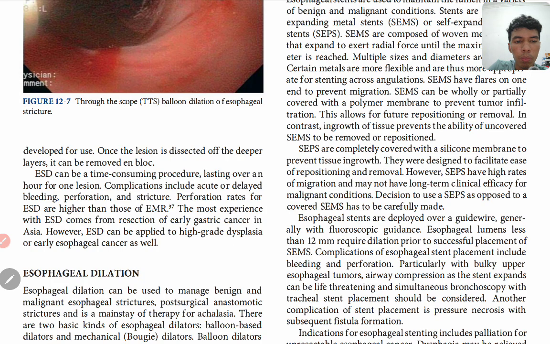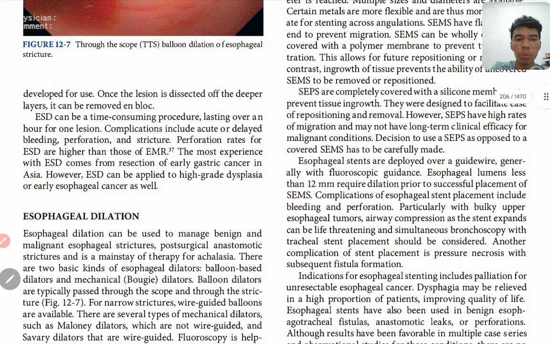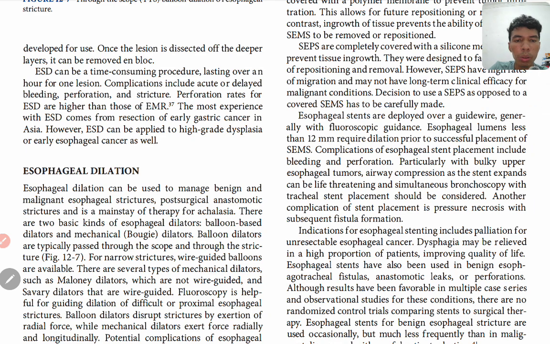Esophageal stents are deployed over a guide wire, generally with fluoroscopic guidance. Esophageal lumens less than 12 mm require dilation prior to successful placement of stents. Complications of esophageal stent placement include bleeding and perforation, particularly with bulky upper esophageal tumors. Airway compression as the stent expands can be life-threatening, and simultaneous bronchoscopy with tracheal stent placement should be considered. Another complication of stent placement is pressure necrosis with subsequent fistula formation.